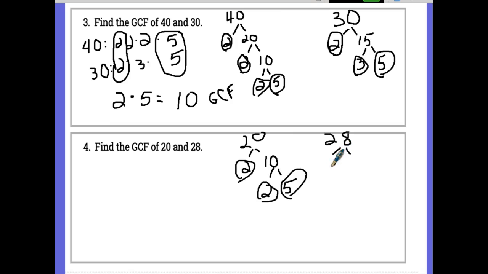28, 2 is the smallest prime number I can pull out. 2 times 14 is 28. That's prime. 14 is not. 14 is 2 times 7. However, 2 is prime and 7 is also prime. So now I'm going to line my numbers back up.